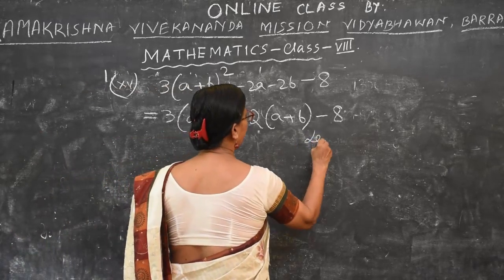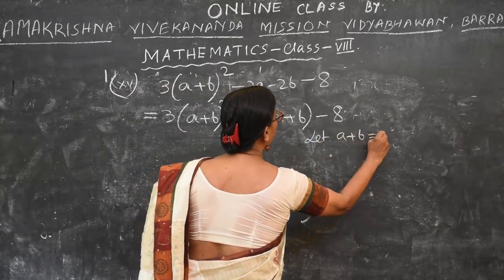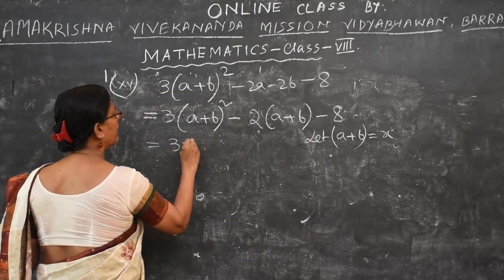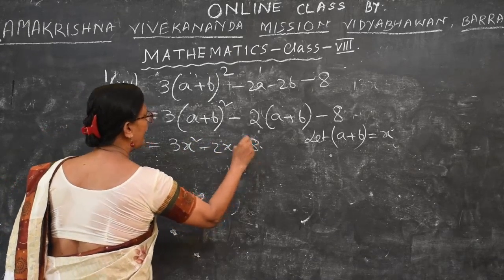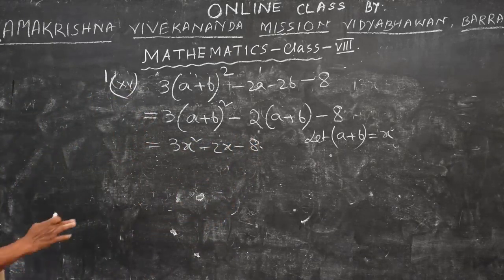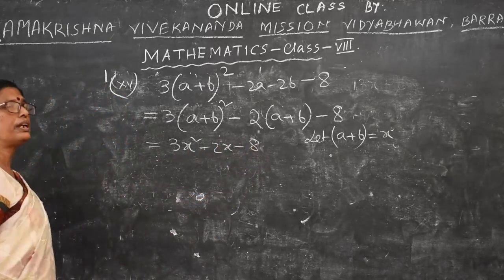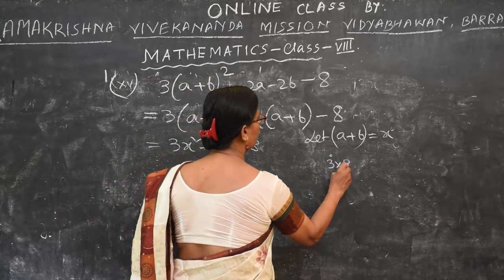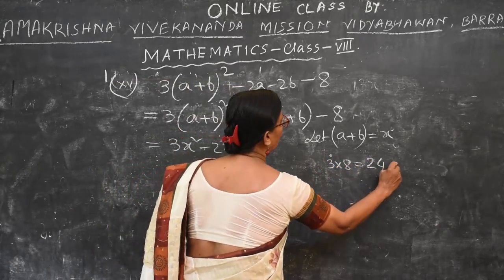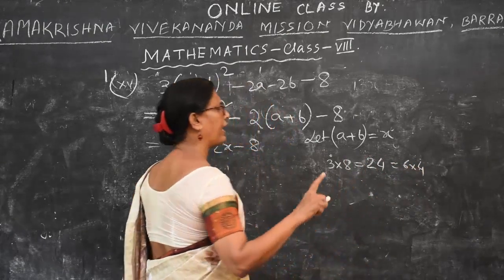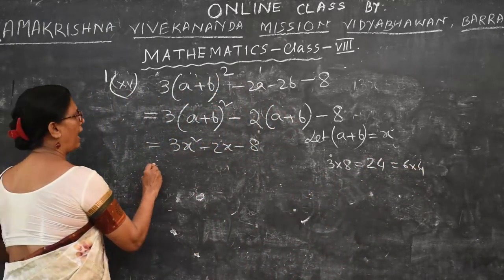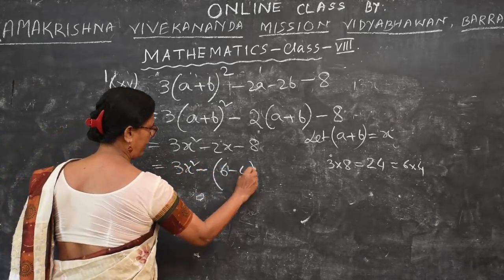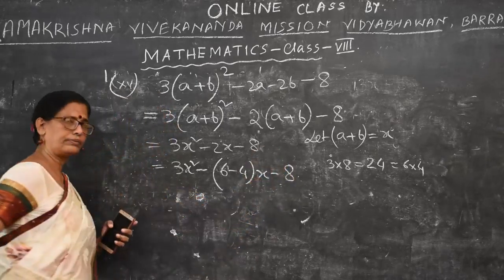Let a plus b be equal to x. If you do not put let, no problem, but it becomes very easy to say. It is like the 6 or 5 types of sum. 3 and 8, what is the value? 3 into 8 is 24. From 24, we try to get 2. 24 means 6 into 4. 6 minus 4 gives 2. So we can write 3x square, this minus in the front, in the bracket 6 minus 4x minus 8.